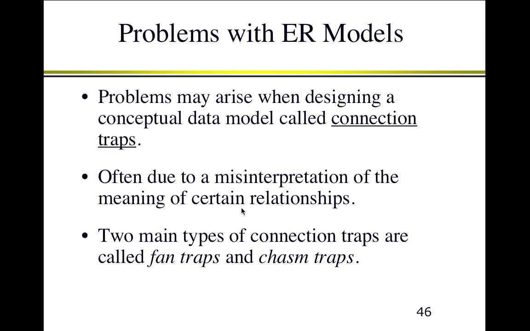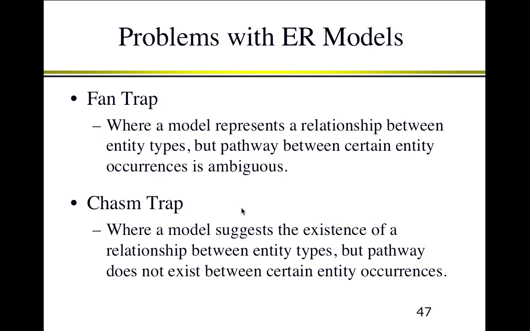There are fan traps and chasm traps. The fan trap, the first one, is where you have a model that represents a relationship between entity types, but the pathway between certain entity occurrences is ambiguous. So you have a branch, you have a staff that manages two branches, but you don't know which one. You have the path, but it's ambiguous. You can't tell which direction it goes in, and I'll show you an example of that. The other trap suggests that there's a relationship between two entities, but the pathway doesn't exist. There should be a relationship, but there's no way of getting there. There's no path in the diagram.